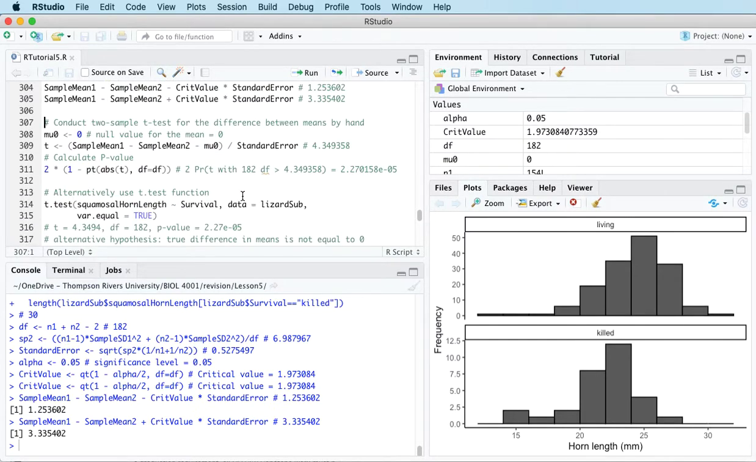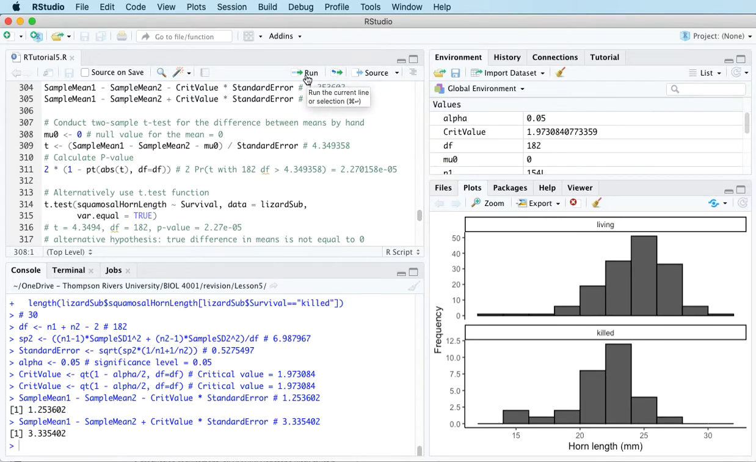Okay, so that's one way of addressing this question of does there appear to be a difference between the living lizards and the killed lizards with respect to their average horn length. The other way to address that question is to do a hypothesis test for the difference in the population means, and we use a two-sample t-test to do that.